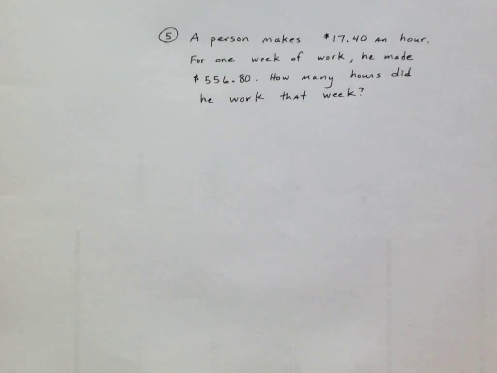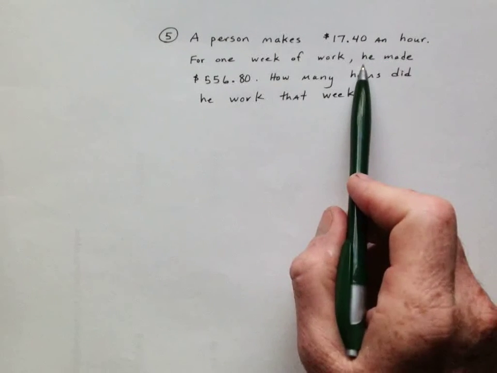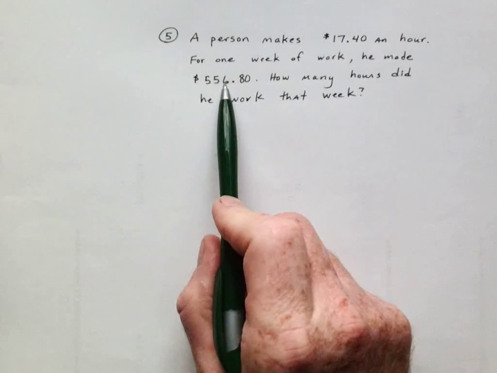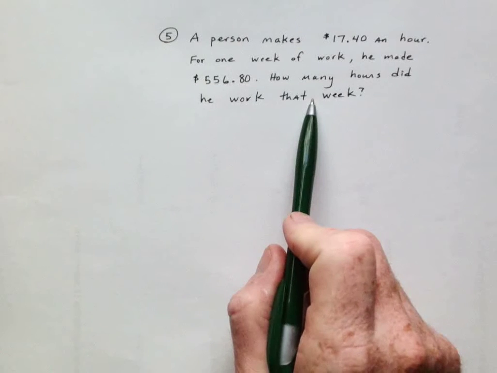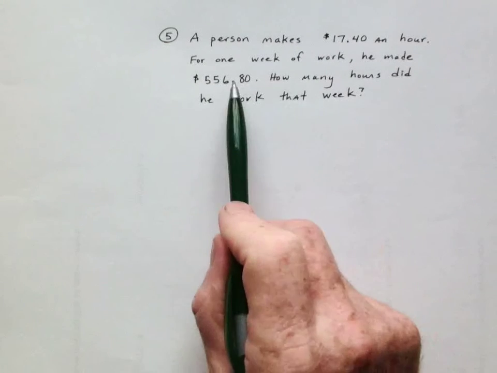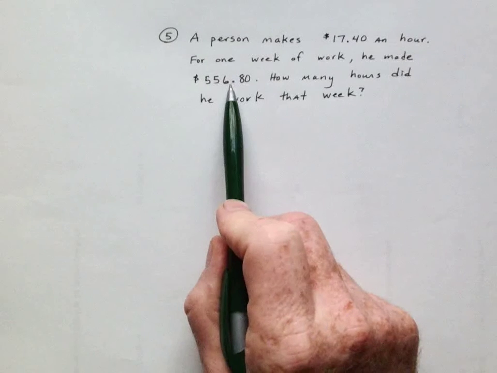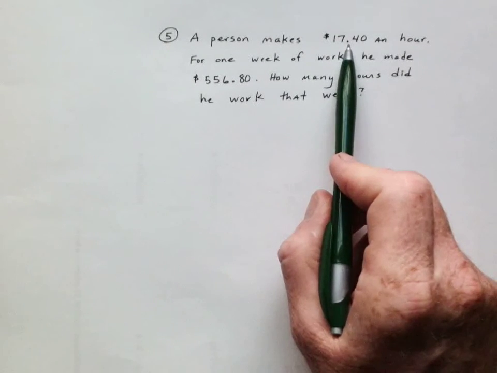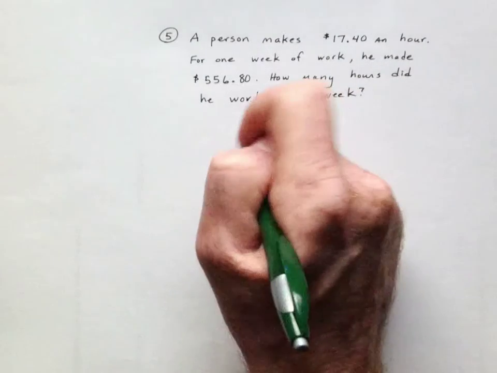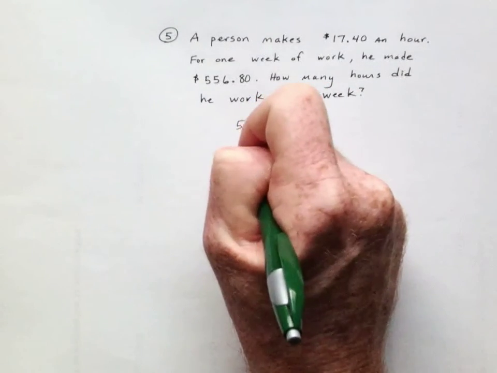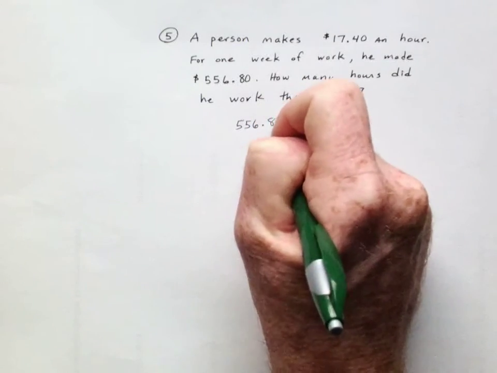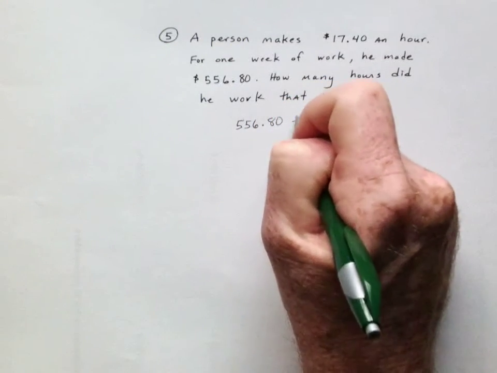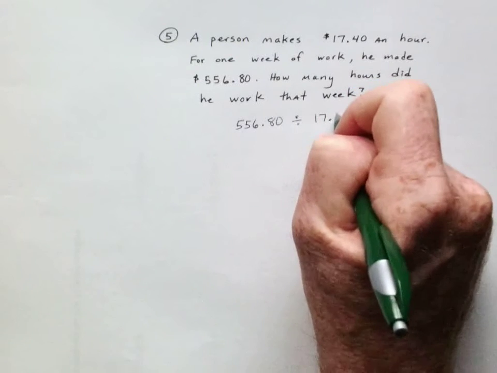So this person makes $17.40 an hour. And for 1 week, he made a total of this. And then how many hours did the person work? So if you take this number, the total, and divide by the hourly rate, then you'll figure out how many hours it is. So really the question is just asking, take 556.80 and divide by 17.40.